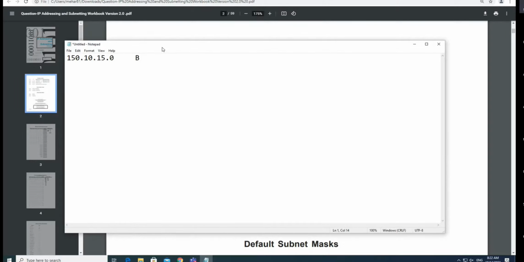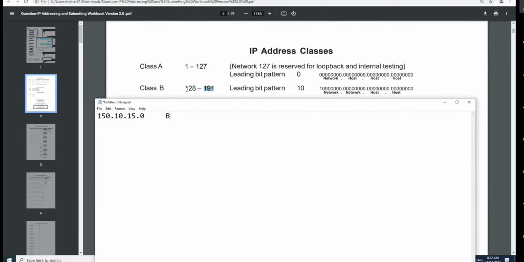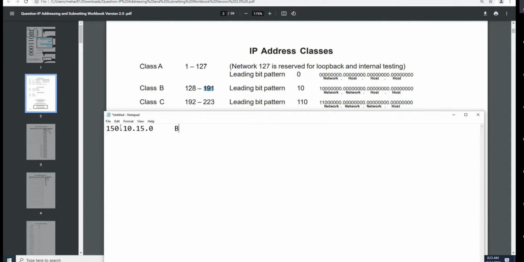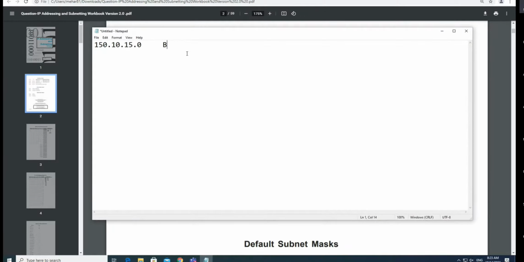As I told you, this is class B. The range is 128 to 191, so it is in between. If you see any IP address in this range, you can easily identify the class from the first number. Always check this number. So it is 150, and 150 comes in between 128 to 191. This number is important.